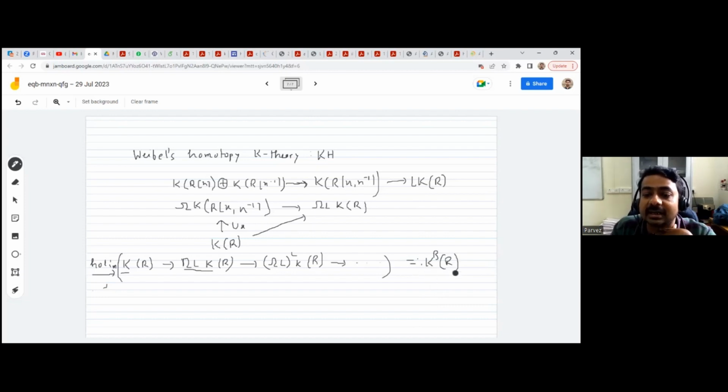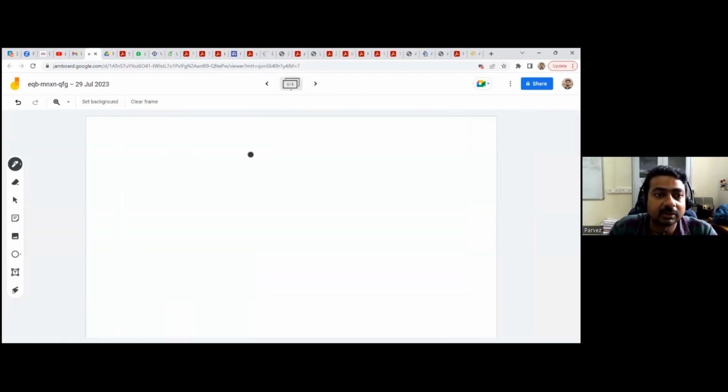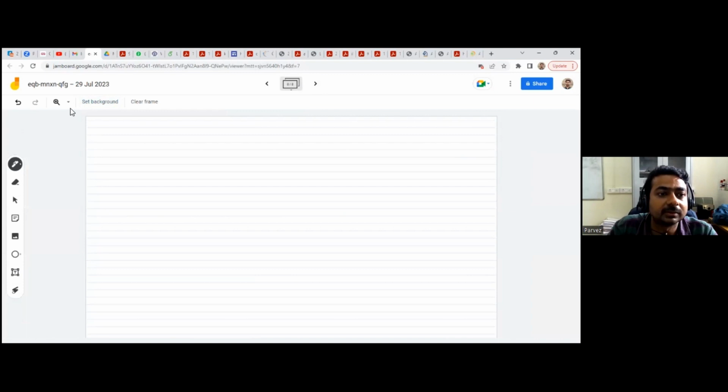So this spectrum is the non-connective K theory spectrum. It means that negative K groups are also there. So this is a non-connective spectrum. This KB is called non-connective. I think you must have seen this earlier also. So okay, from here we will define this Weibel homotopy K theory.